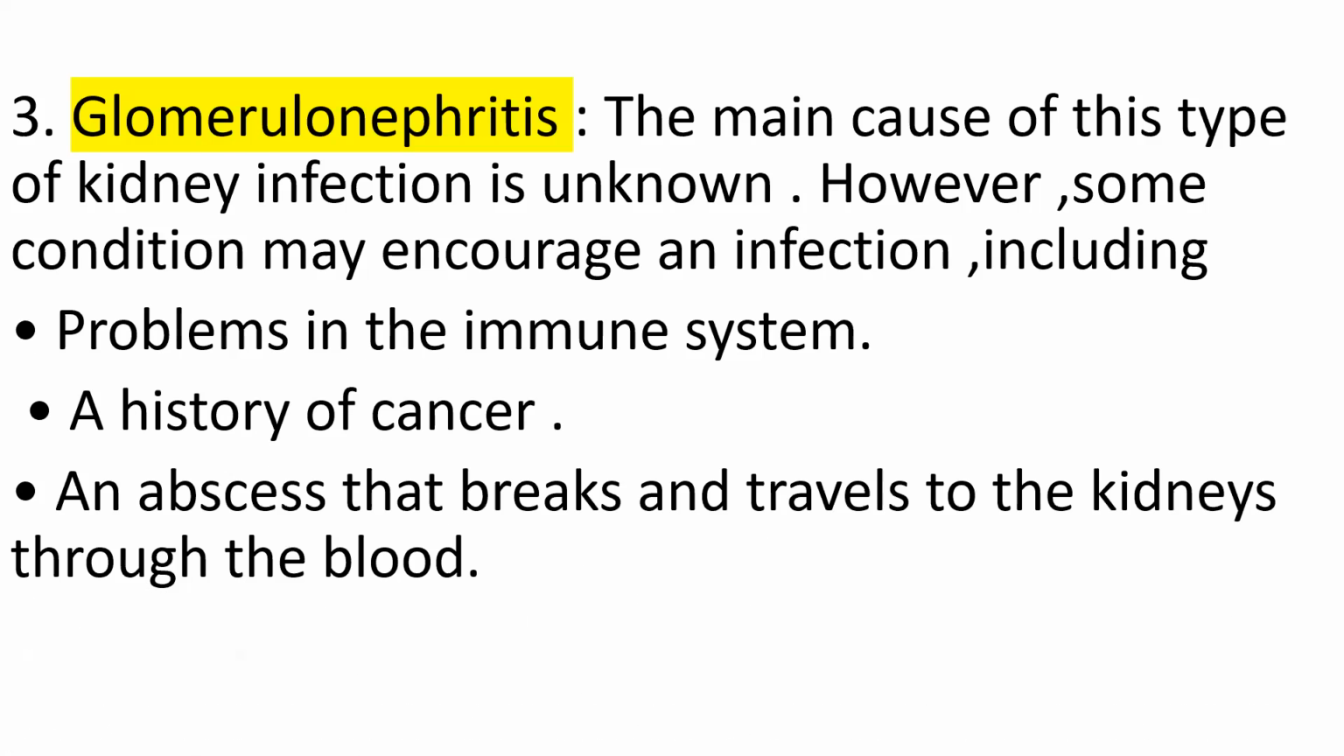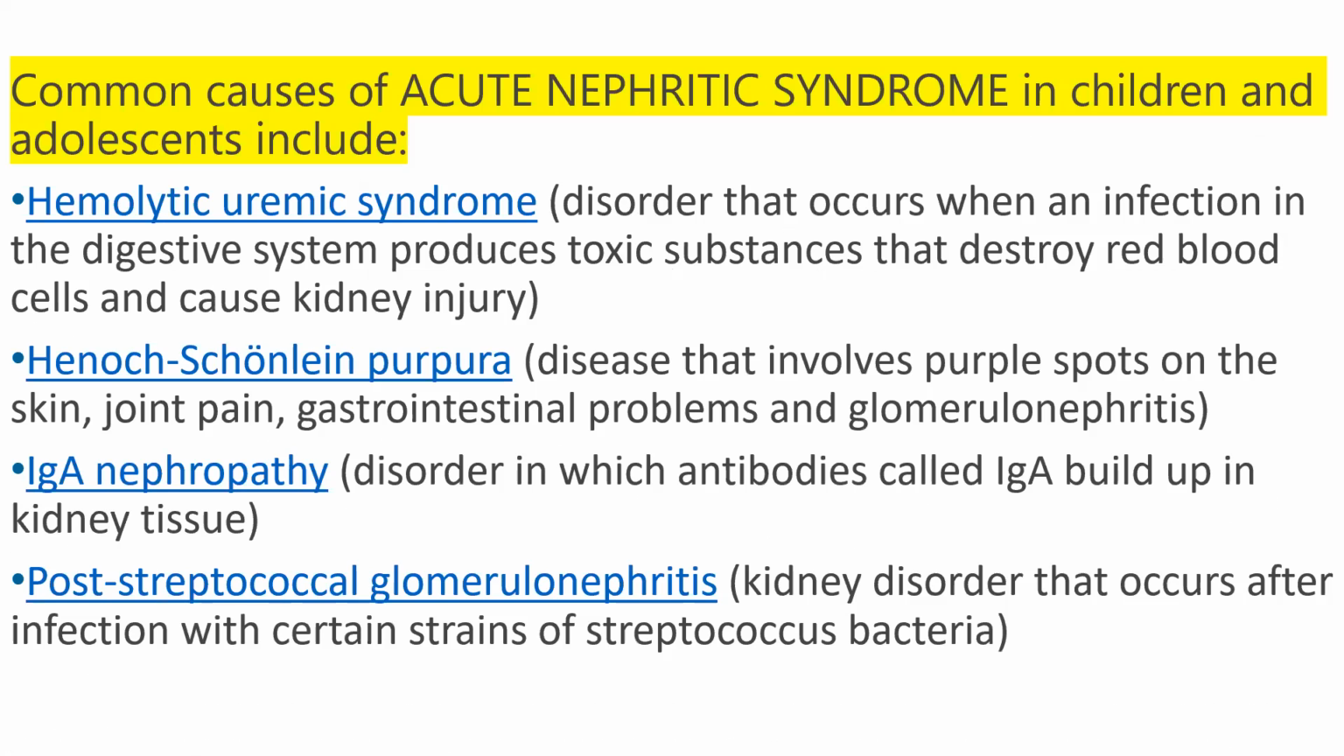So these were the causes. If you want to learn, there are some other common causes of acute nephritic syndrome in children and adolescents, such as hemolytic uremic syndrome. All this is not necessary for you for your final exam, it's not required. But in case you want to learn it more, for your knowledge, you can take it. These are also common causes in glomerulonephritis.